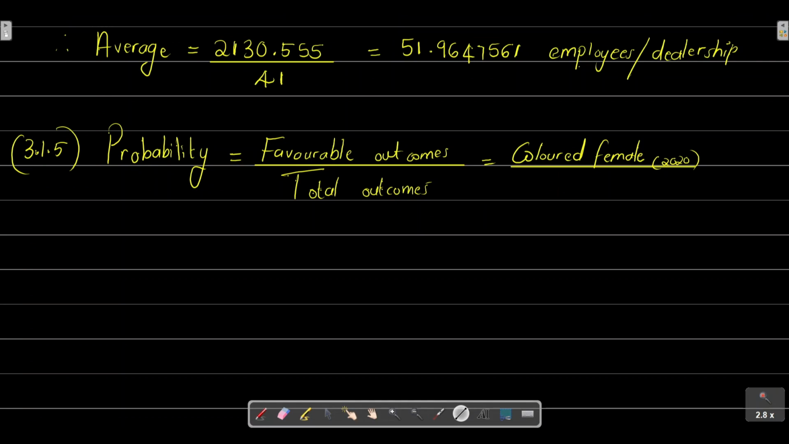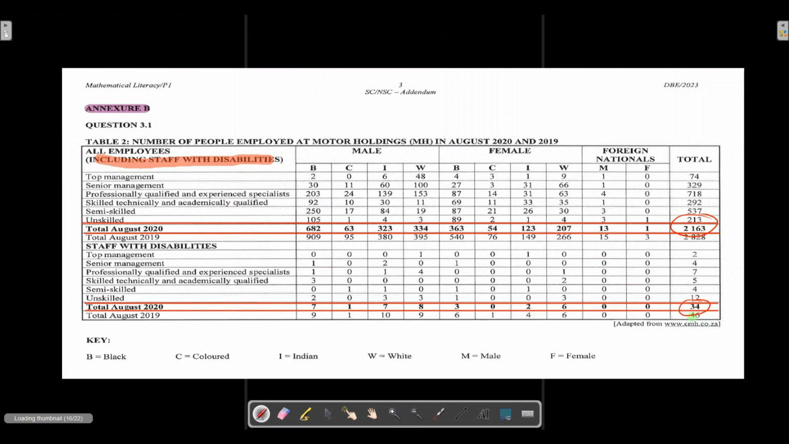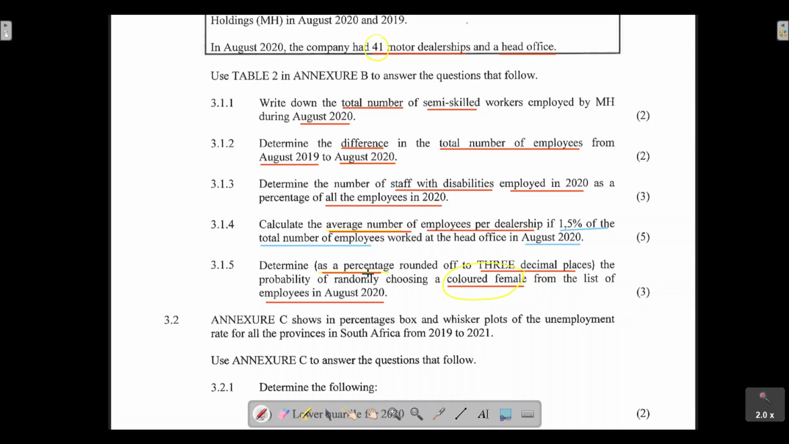So what is the total number of employees for August 2020? Okay, so we've basically set up our equation, or what we need to do. Now all that we need to do is determine the total number of colored females and the total employees. And we need to also remember it's set as a percentage. We want to determine the probability as a percentage.